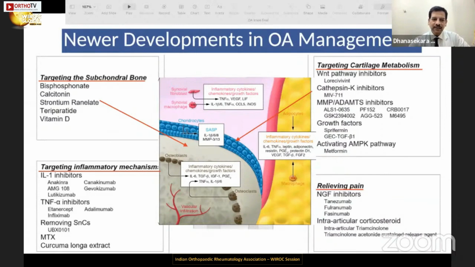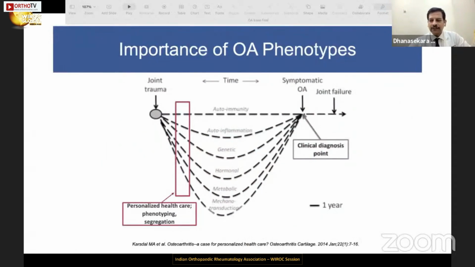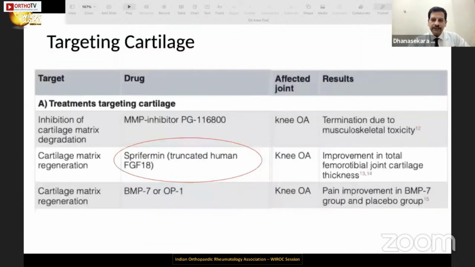These all address the inflammatory mediators like IL-6, transforming growth factor beta, all these cytokines. We also address the pain pathway. We directly address the pain relief by giving specific drugs which address the pain pathway, or sometimes we use intra-articular steroids as well. So it's very important to know what phenotype the particular patient belongs to. It can be genetic or metabolic or injury related, so that we can give personalized care for this patient. We give particular targeted therapy.